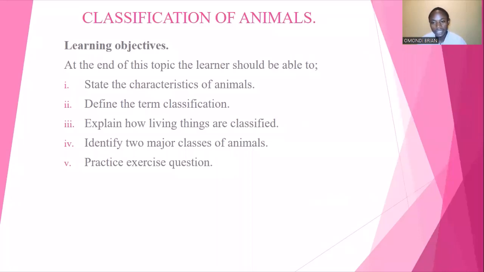Okay, good morning, class. Today we are going to look at classification of animals. Before we start, we are going to engage ourselves in the learning objectives. At the end of this topic, you as a learner should be able to: one, state the characteristics of animals; two, define the term classification; three, explain how living things are classified; four, identify two major classes of animals; and five, practice exercise questions. So let us begin.